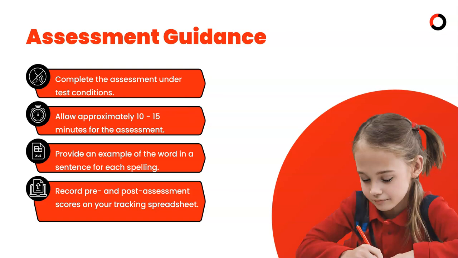And finally, just some assessment guidance. So if you can, just complete this under test conditions. Allow approximately 10 to 15 minutes for the assessment to be completed, and provide an example of the word in a sentence for each spelling when they are asked to spell the word. And then just record your pre and post assessment data on your tracking spreadsheet and then upload this to the platform. So if you then want to move on now to download your protocol, to then download the resource folder and then start the trial wizard.